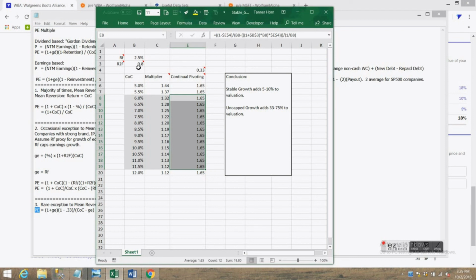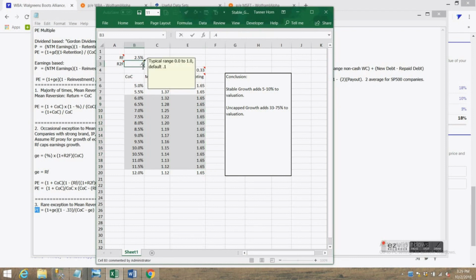Well, you can play around with how much you think they will actually be able to earn on top of their cost of capital, but you typically will end up with around a 33% up to about a 75% additional bump to the PE.